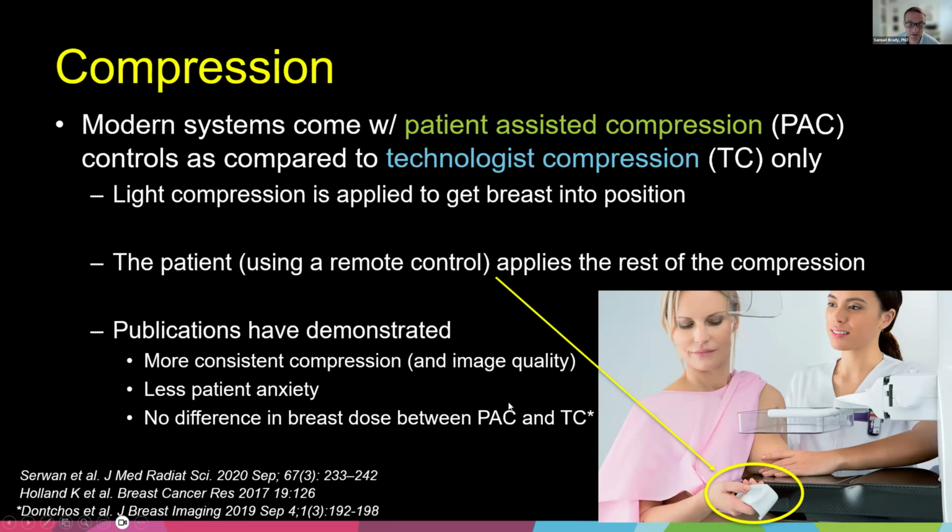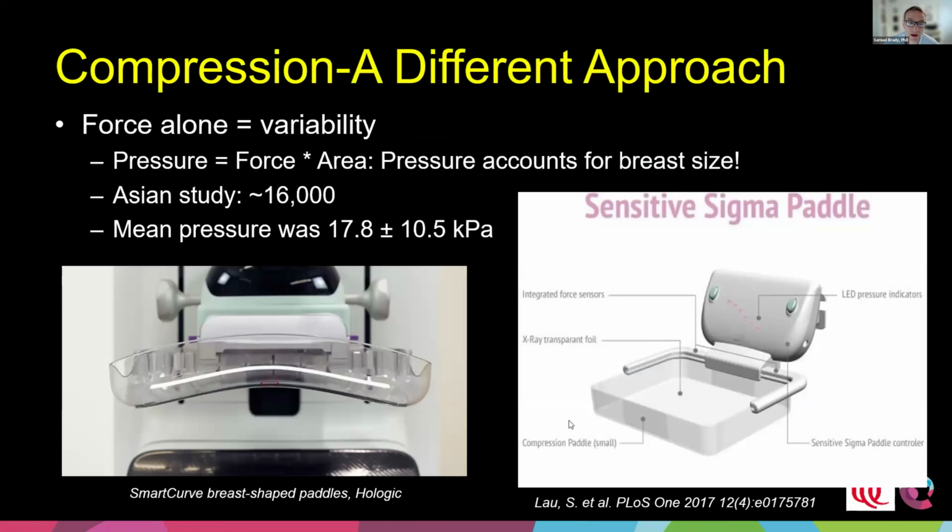And there have been studies that have showed no difference in disease sensitivity and specificity detection when it's patient controlled versus technologist controlled. So another way to consider this is the fact that when we calculate force alone, we use force to define how much compression, we get a lot of variability. And it's because it does not take into account the size of the breast.